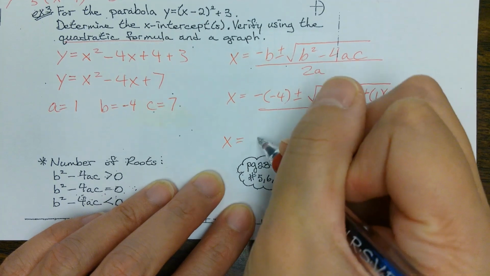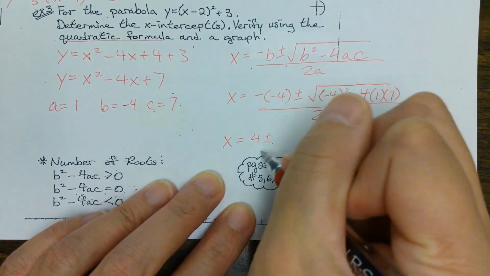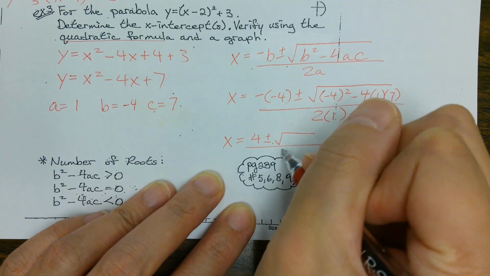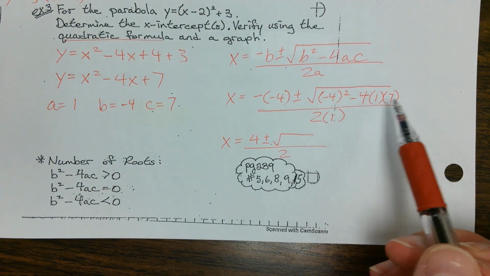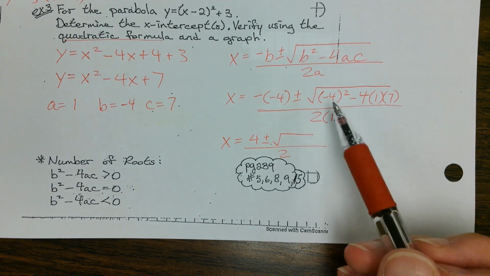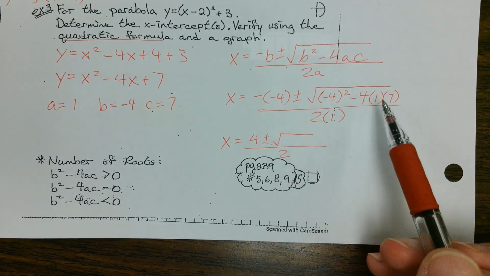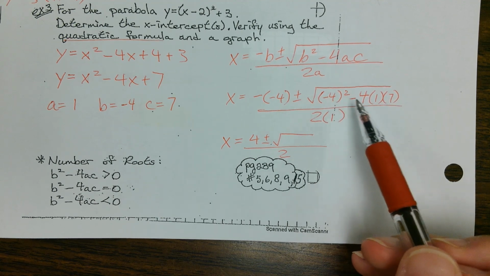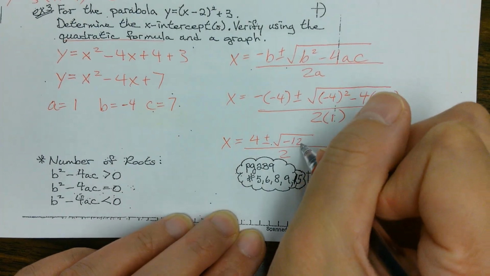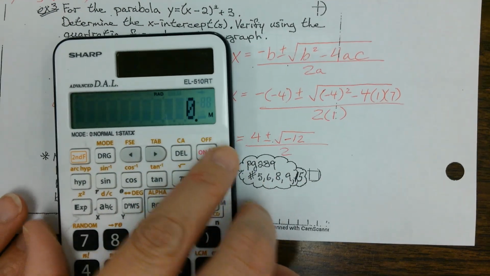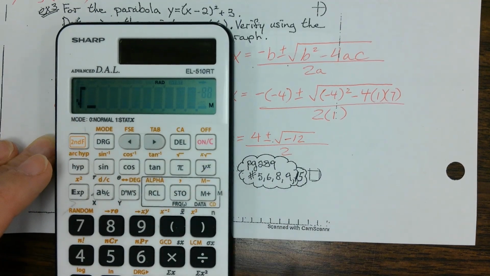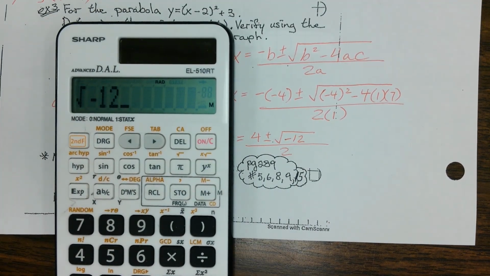So x equals 4 plus or minus square root. Can somebody do this math for me, please? Negative 4 squared minus 4 times 1 times 7. What do you get? J? Negative 12. Okay, who has a calculator? Those who have a calculator, do the square root of negative 12 for me. What do you get?